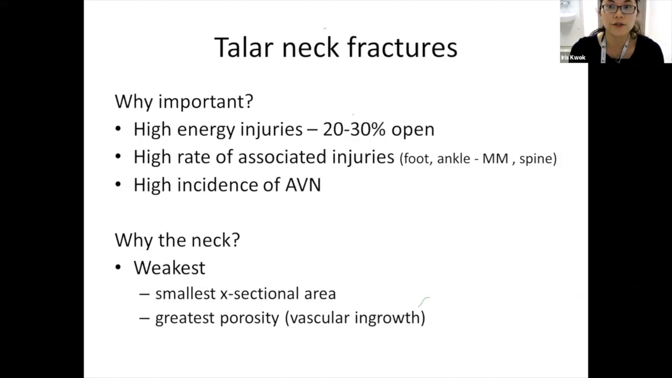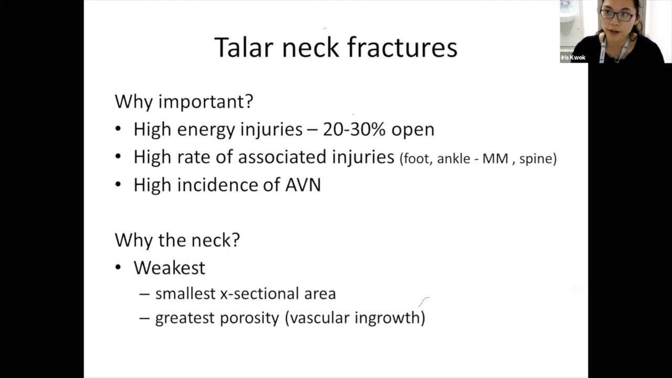So why are talar neck fractures so important? First of all, they're very high energy injuries, as I've mentioned before. So a large proportion of them are open fractures. There's a high rate of associated injuries as a result, particularly in other parts of the foot, in the ankle itself, particularly the medial malleolus, and also in the spine, particularly the lumbar spine. And also there's a very high incidence of AVN, which we'll come on to later.